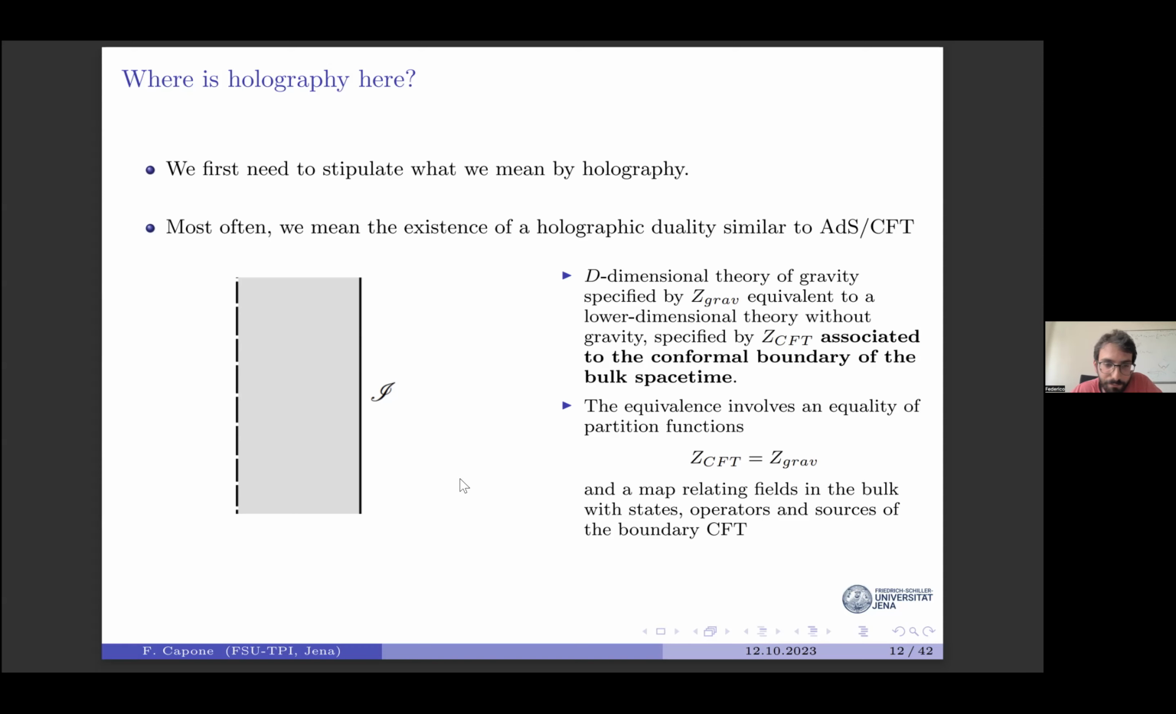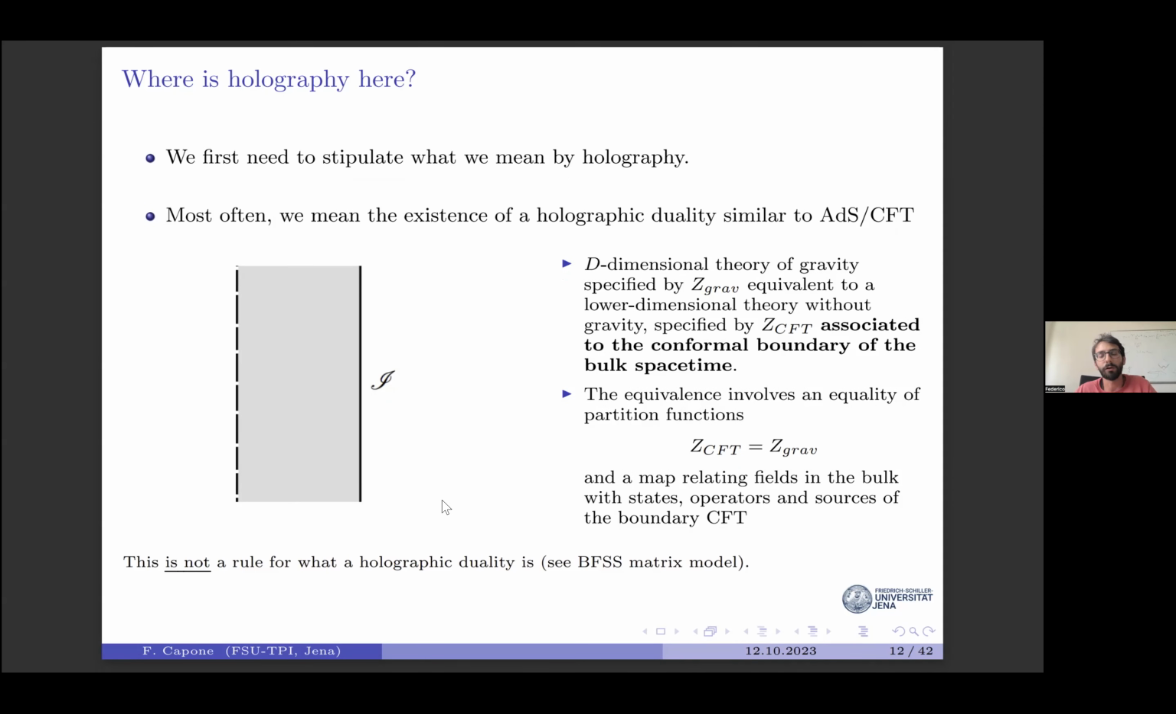Now, this is by no means a rule for how holographic duality should work, because, for example, we also know that there exists a sort of holographic duality for flat gravity, which is the BFSS matrix model, which does not work in the same way as the rule that I just told you. But okay, this is another story. This is just to tell you that when I speak about flat holography, I'm thinking about something similar to AdS/CFT, and similar has to be taken with a grain of salt.